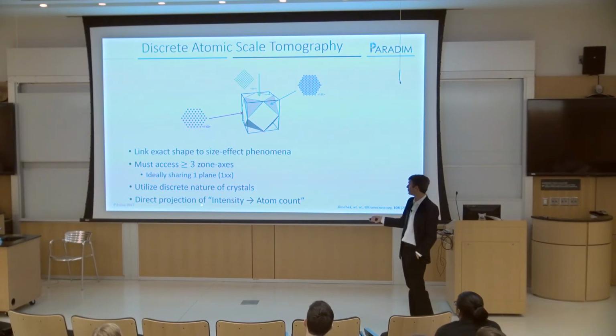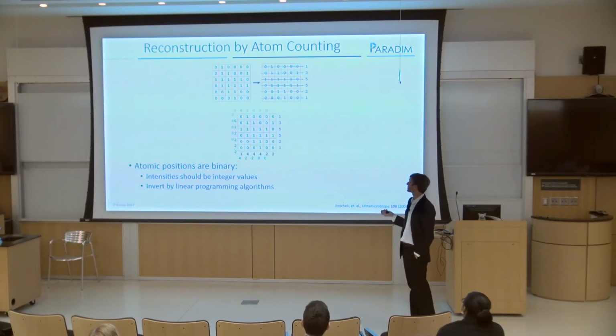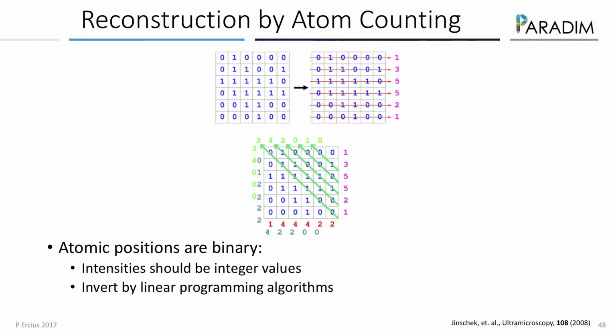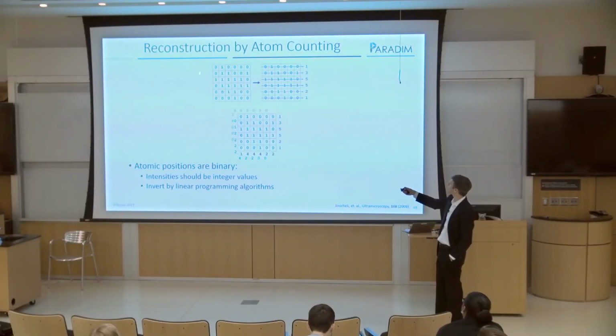You take your direct projection of that object along one tilt zone axis, and you take that intensity and turn it into a number of atoms in that column, which in and of itself is pretty difficult. But the idea is that if you reconstruct things, we have this matrix where we have 1 where there's an atom and 0 where there's no atom. If you sum along here, you get 1 atom in that row. Here we get 3 atoms. Here we get 5 atoms, okay?